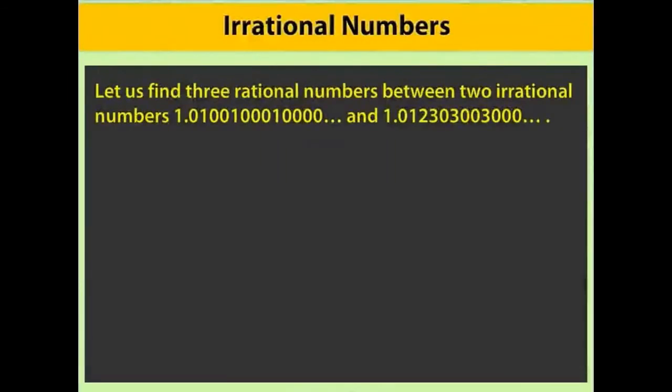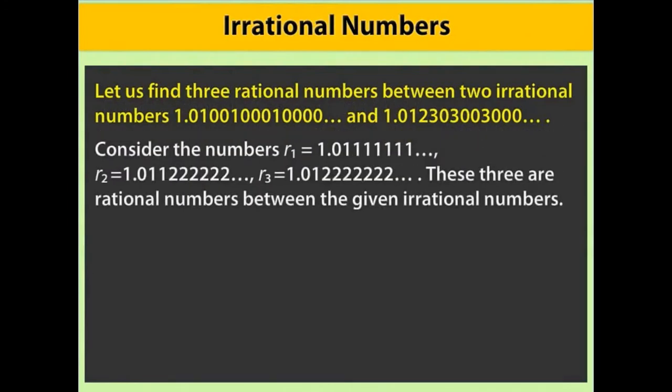Let us find three rational numbers between two irrational numbers 1.01001000000 and 1.01230300000 and so on. Consider the numbers R1 is equal to 1.01111111 and so on. R2 is equal to 1.01122222 and so on. R3 is equal to 1.01222222 and so on. These three are rational numbers between the given irrational numbers.